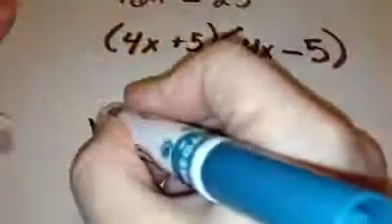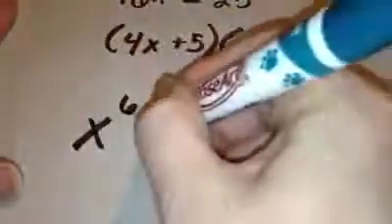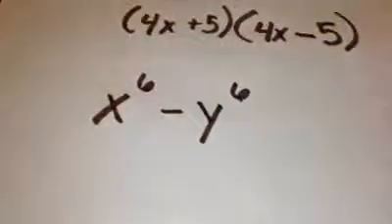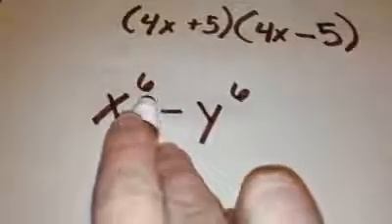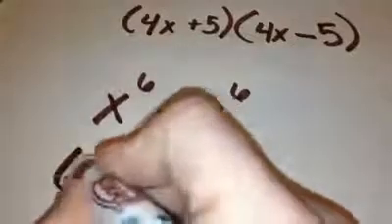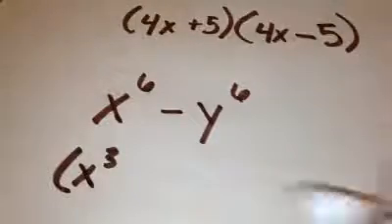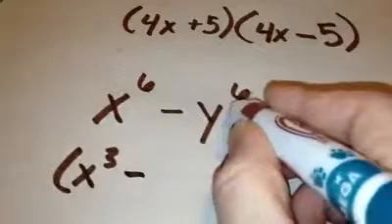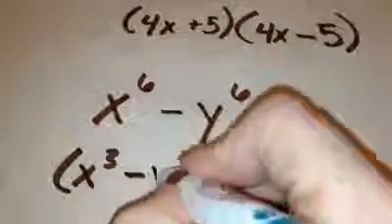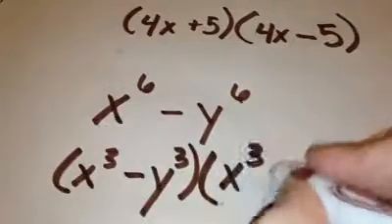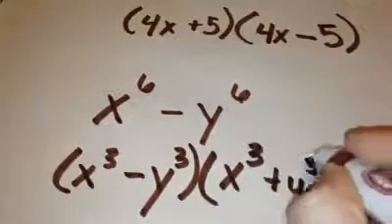If you see a problem like x to the 6th minus y to the 6th, a square root when the exponents are even, even though 6 is not a perfect square, the square root of x to the 6th is in fact x to the 3rd. X to the 3rd times x to the 3rd would be x to the 6th because we add the exponents. So the same thing would occur with the y to the 6th. It would be y to the 3rd. And then we would have x to the 3rd plus y to the 3rd.